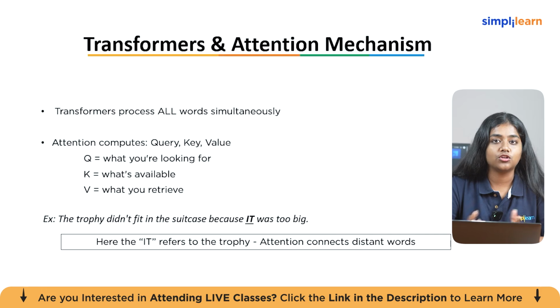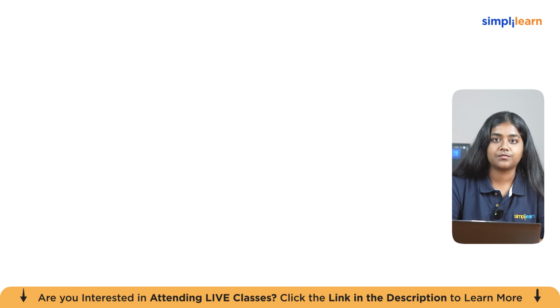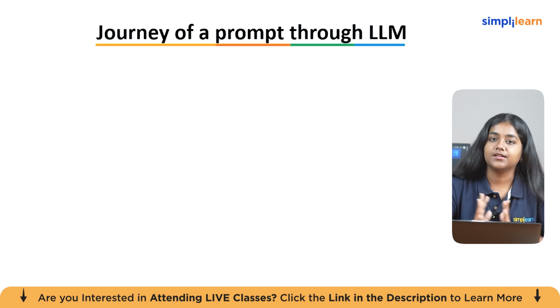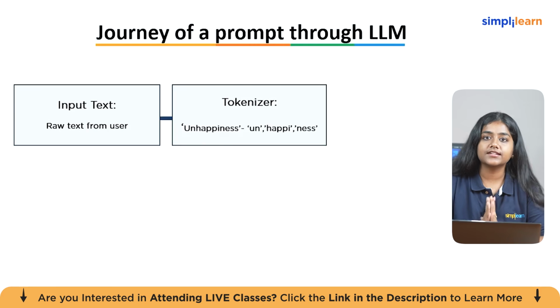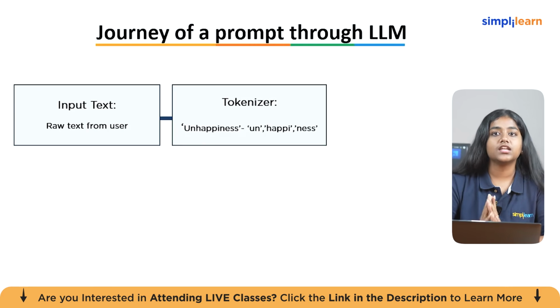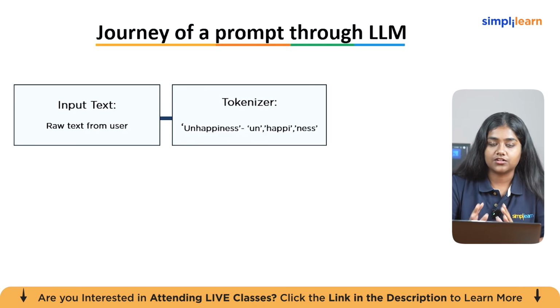So now that you understand transformers, let's understand what happens inside the transformer, and let's build a mental model of what actually happens when text goes into a large language model. The first step is sending the input text. Then we have tokenization. Here, our text doesn't go into the model as words, it goes in as tokens. A token is roughly 3 to 4 characters on average.